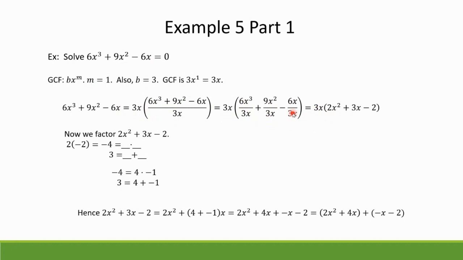6x over 3x, the x's cancel. 6 over 3 is 2, so the minus here. Okay, good. But now we have to handle this thing. I mean, the 3x, we can easily get a solution from there. To get the other solutions, we have to factor this thing.